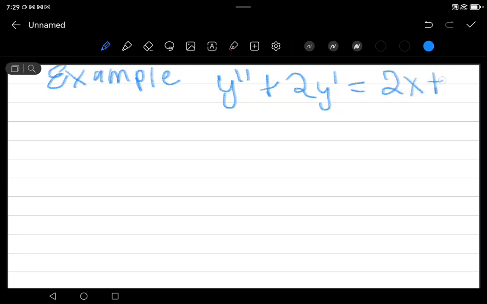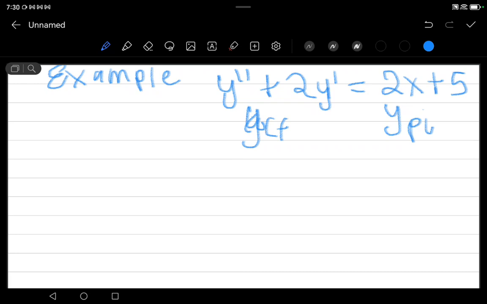2x plus 5. So all the y values are for the complementary function, the YCF. And the x values are for the YPI. If you have the x value, just know it's YPI, and if you have the y values, just know it's for the complementary function.